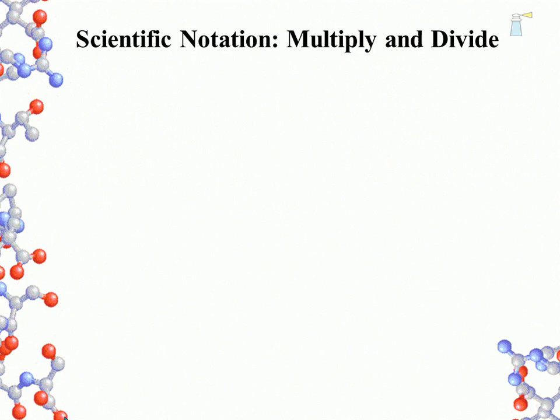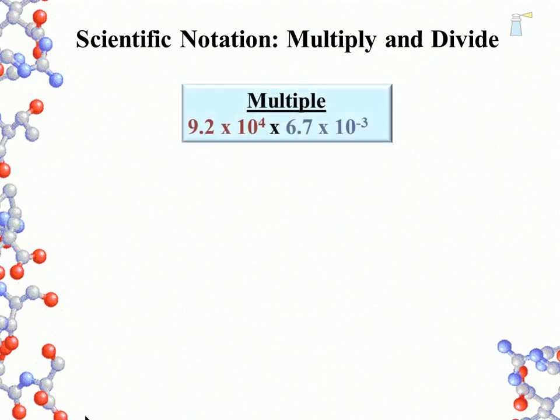Doing math with numbers in scientific notation is similar to that of numbers in the decimal form, as long as we remember that scientific notation is itself a multiplication of two numbers. We will look at the operations of multiplication and division and then take on adding and subtracting. Multiplication first. How can we multiply 9.2 times 10 to the fourth and 6.7 times 10 to the minus third?